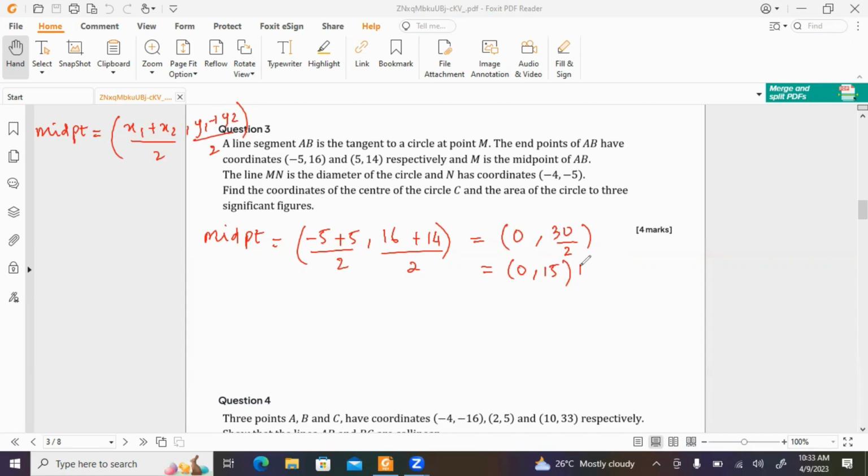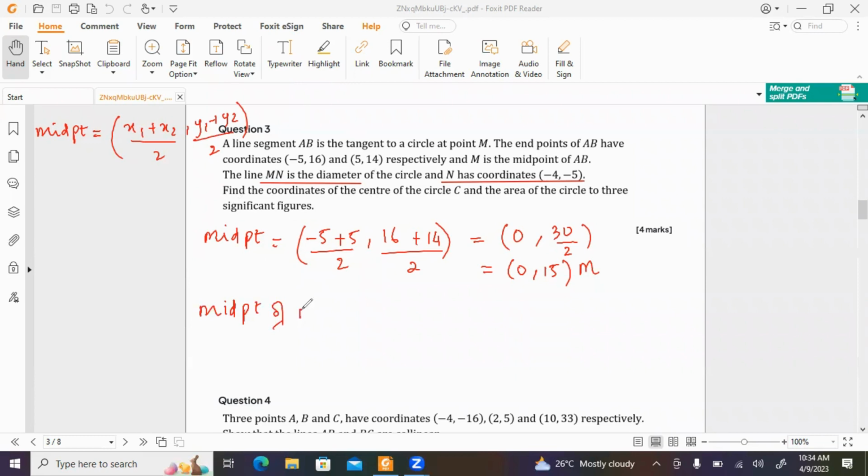Then it says, I'm just going to label this as M. The line MN is the diameter of the circle, and N has the coordinates (-4, -5). Okay, so we have the coordinates of N. I'm going to highlight these. MN is the diameter. So they want us to find the center of the circle. What we can do is find the midpoint of MN.